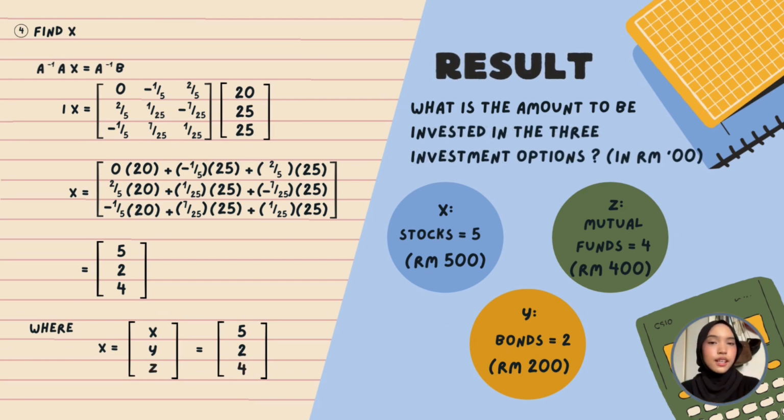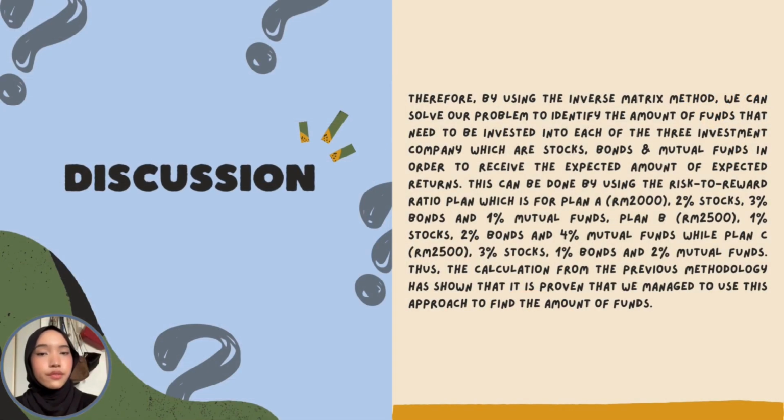As for the results, the amounts that are required to be invested in the three investment options are: x, which is stocks, is equal to 5, y, which is bonds, is equal to 2, while z, which is mutual funds, is equal to 4. Therefore, by using the inverse matrix method, we can solve our problem to identify the amount of funds that needs to be invested into each of the three investment companies, which are stocks, bonds, and mutual funds, in order to receive the expected returns.